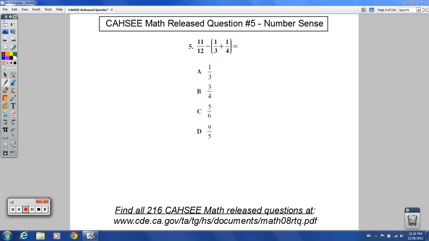First things first, the first thing I would want to do is take all this and get a common denominator. Make sure that you do that first. It makes the problem a whole lot easier. So 11/12 minus, I know 12 I can leave that way, but for these two, to get a common denominator with 12, I would have to multiply 3 by 4, and I would have to multiply 4 by 3. And so I'm going to show that here in the next step.